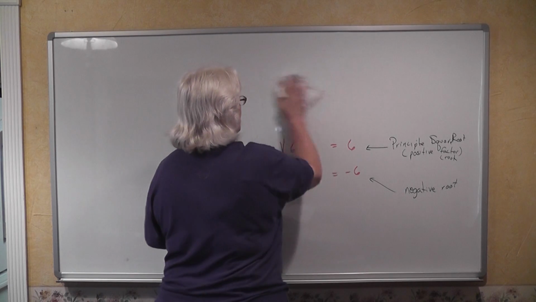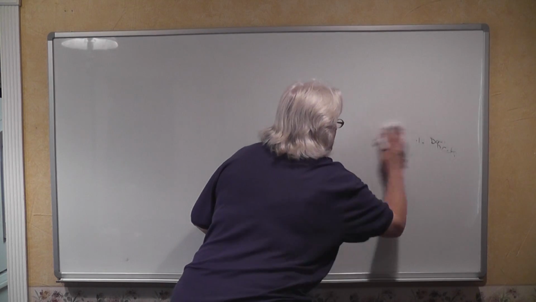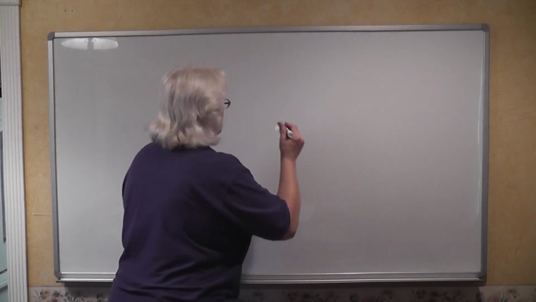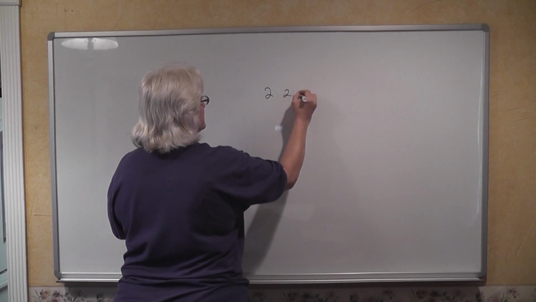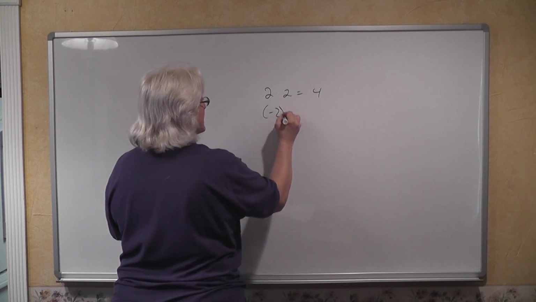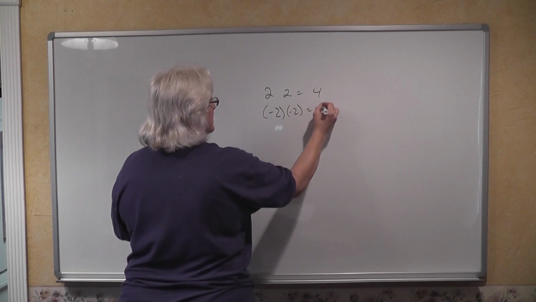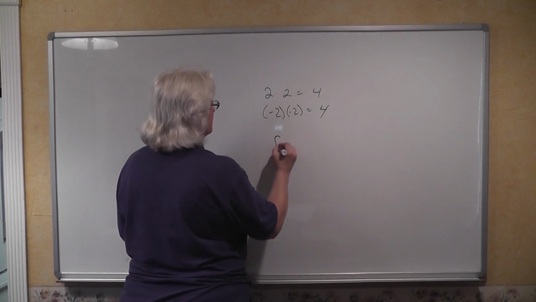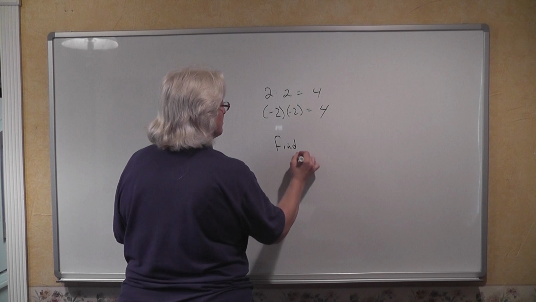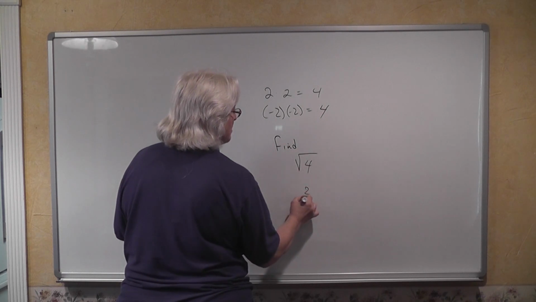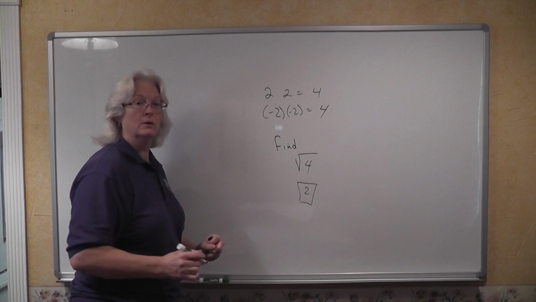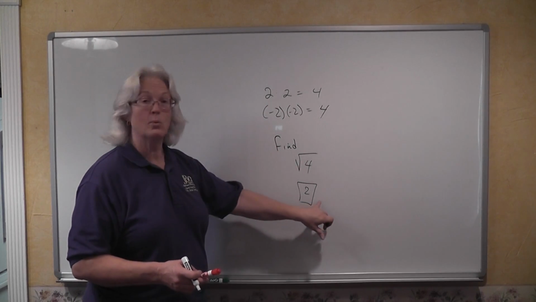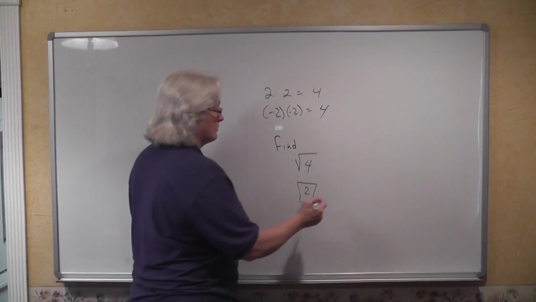So let's look at 4. What number do you use as a factor twice? Well, you can say 2 times 2 is 4. You can also say negative 2 times a negative 2 is 4. But if they ask you to find the square root of 4, that's always going to be equal to 2, because we're going to use our positive factor, which is called the principal square root.